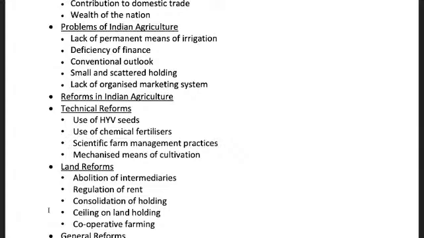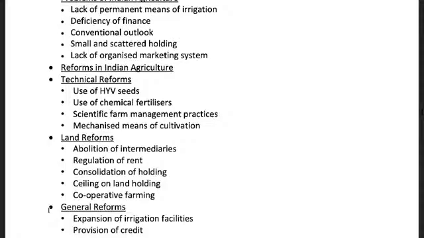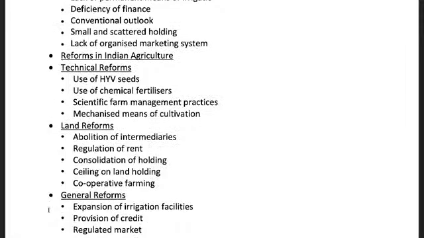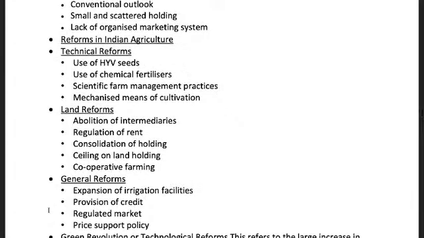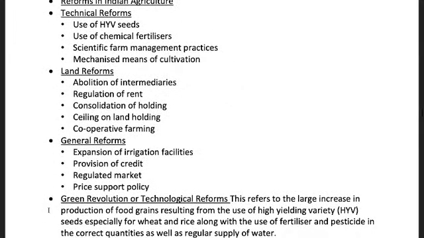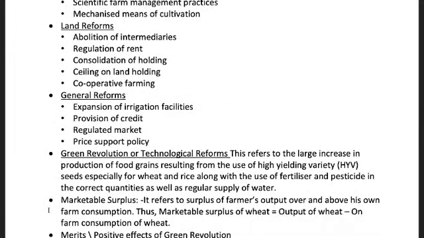mechanized means of cultivation. Land reforms: abolition of intermediaries, regulation of rent, consolidation of holdings, ceiling on land holdings, cooperative farming. General reforms: expansion of irrigation facilities, provision of credit, regulated markets, price support policy.